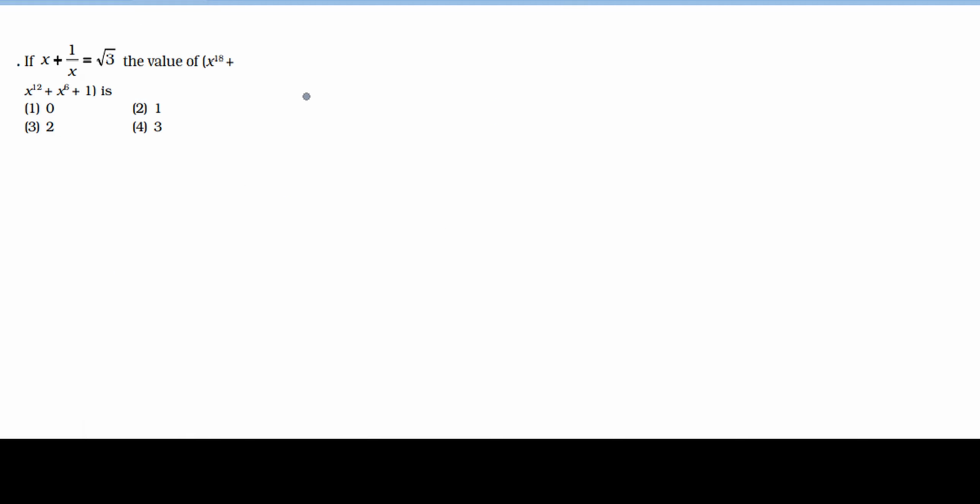Next question. If x plus 1 by x is equal to root 3, then the value of x power 18 plus x power 12 plus x power 6 plus 1. Let's see if we can factorize this first before finding anything.